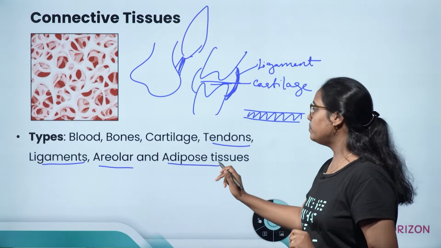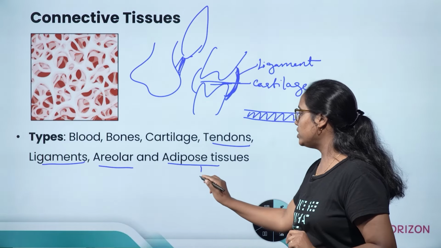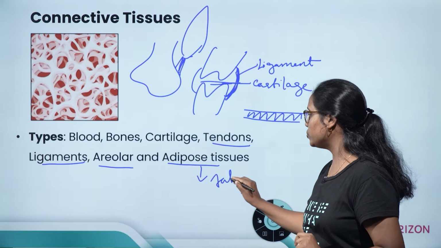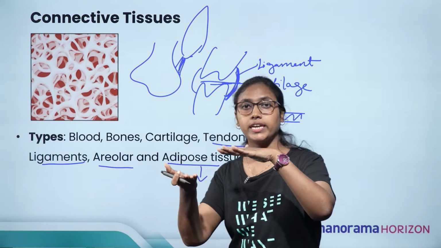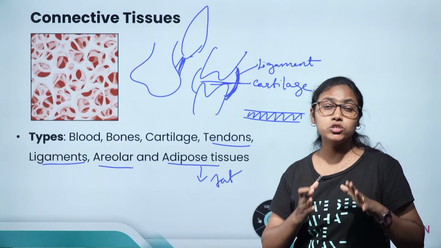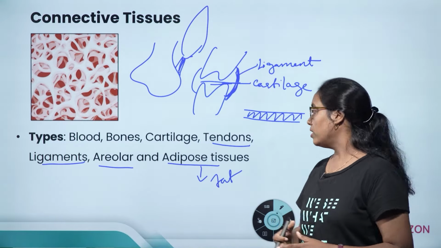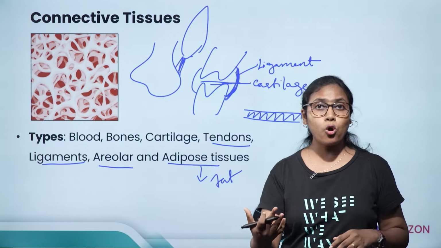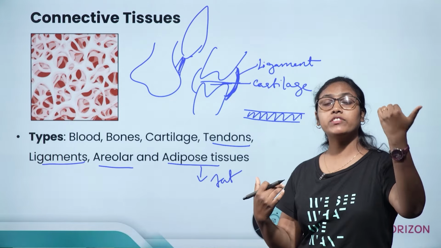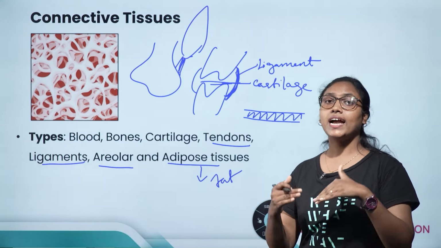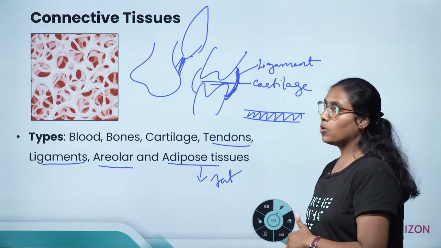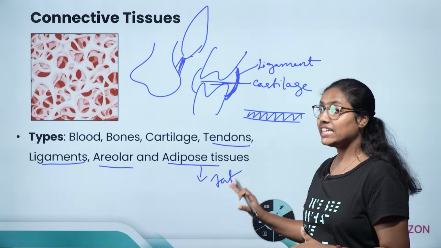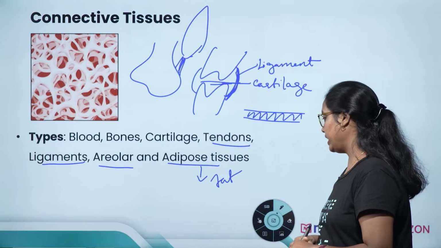Then we have adipose tissues. Adipose, in short, fat tissues, okay. So they are fat tissues usually seen below the skin. They provide insulation to our body. So when it is very warm, it doesn't allow the heat to enter our body, and when it is very cold, it doesn't release the heat from the body, okay. So hence it acts as an insulator.